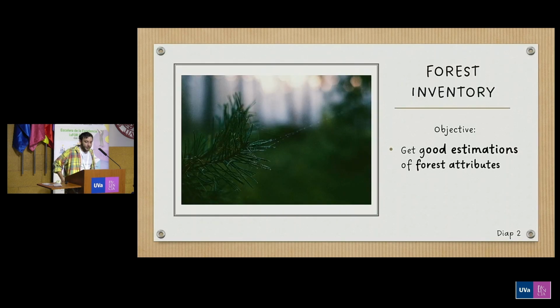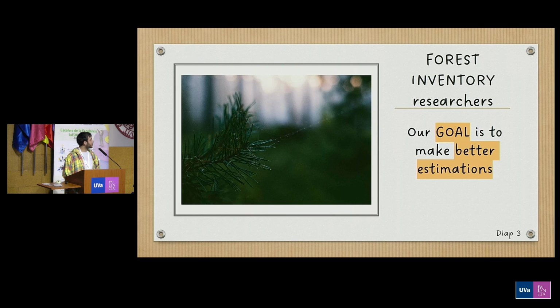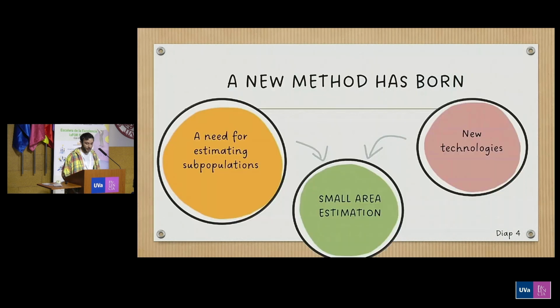And I'm going to talk about forest inventory, where the goal is to get good estimations of forest attributes. As Lord Kelvin said, what is not defined cannot be measured, and what is not measured cannot be improved. So the goal of forest inventory researchers, which I am included, is to get better and better and better estimations of forest attributes. So a new method has been born.